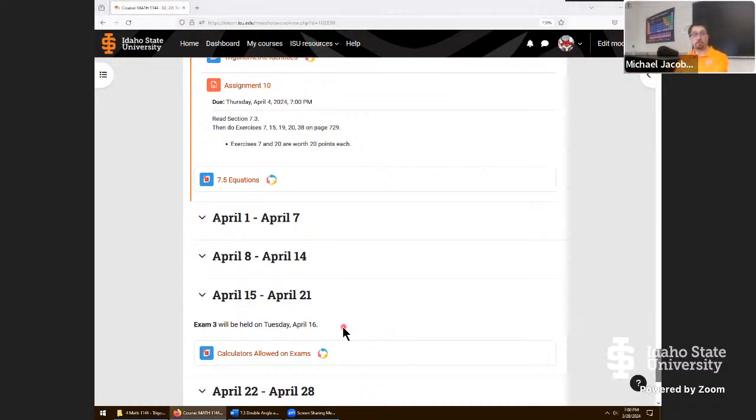I'm going to try to post information a little bit earlier on this one, what the exact coverage will be and those kinds of things. But we still have a good amount of breathing room before that third exam comes up. Also, we'll be allowed to use calculators on this exam. And so we'll start to use calculators a little bit more, particularly when we get into chapter 8.